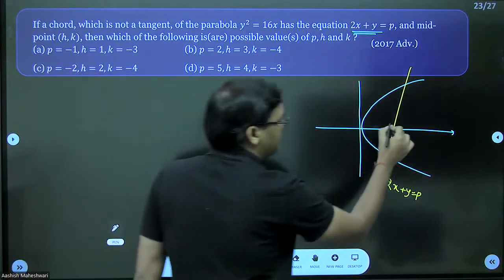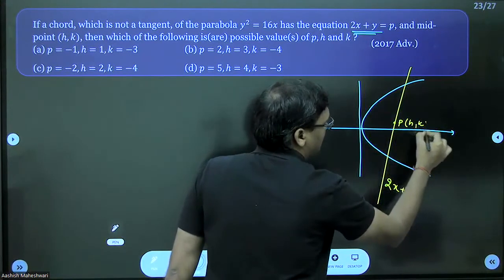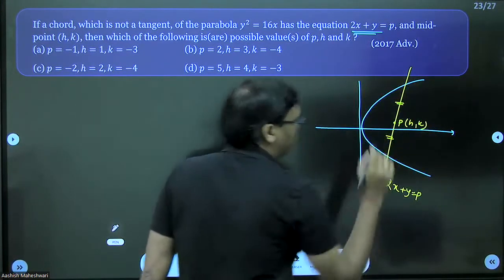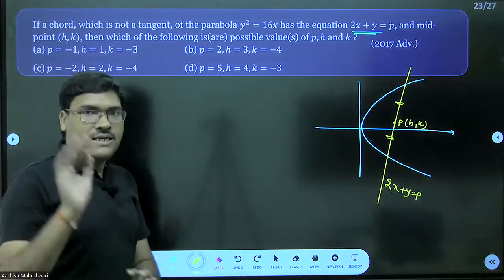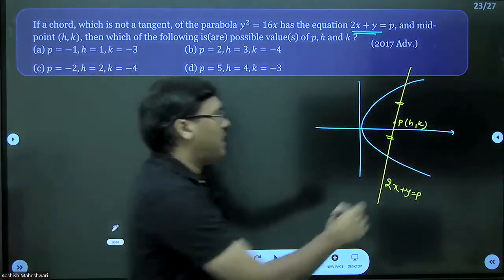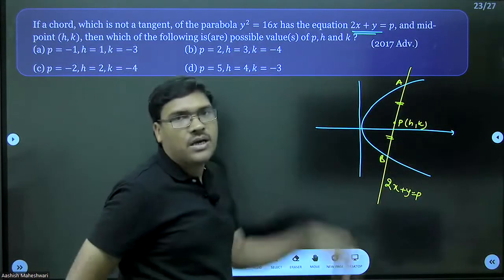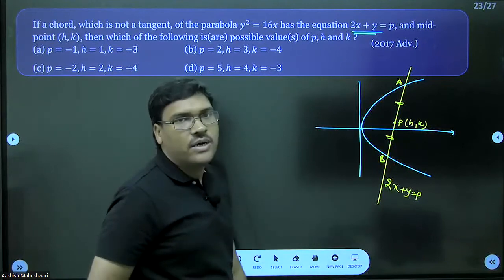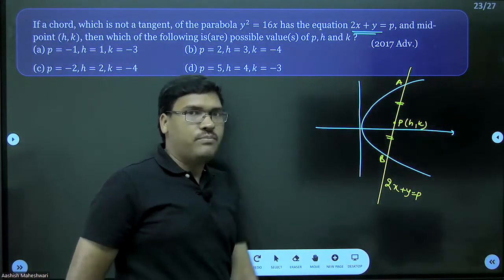Let's say this is the midpoint h comma k. This is the midpoint of the chord, okay? Now what can be the possible values of p, h, k? This is the question. So you can clearly see I want to write the equation of this chord AB, whose midpoint is given to you, h comma k. Now how to write the equation of a chord whose midpoint is some point h comma k?